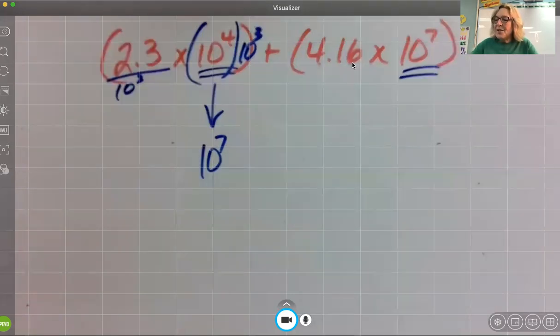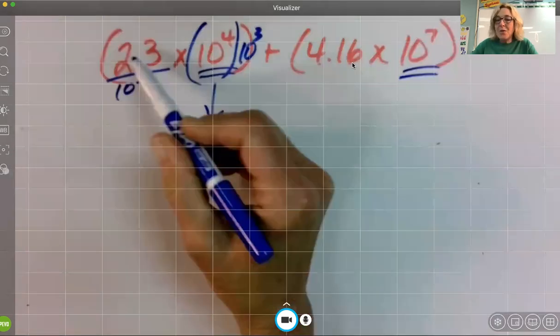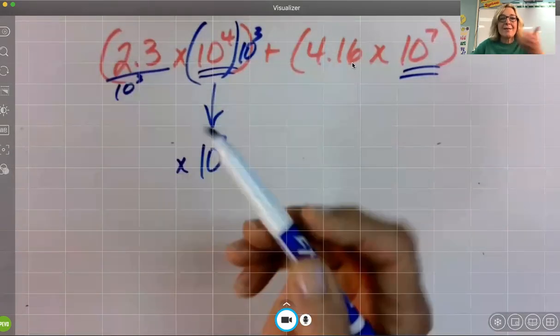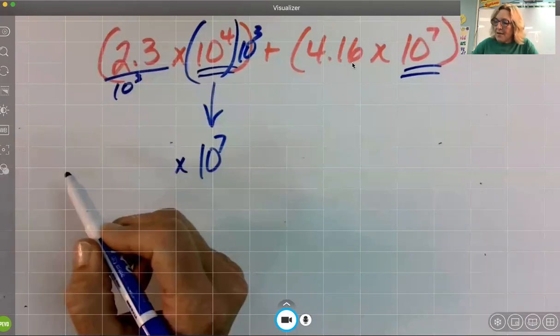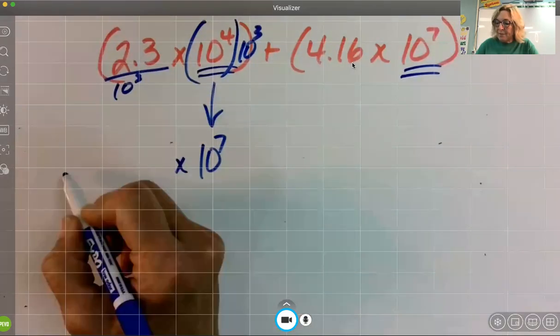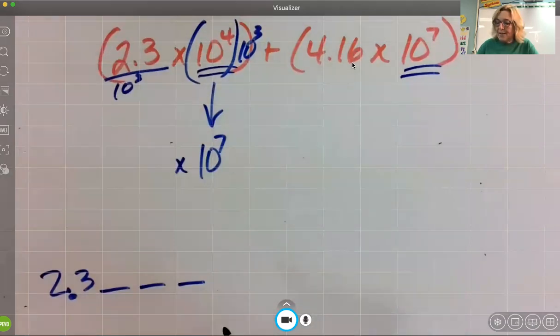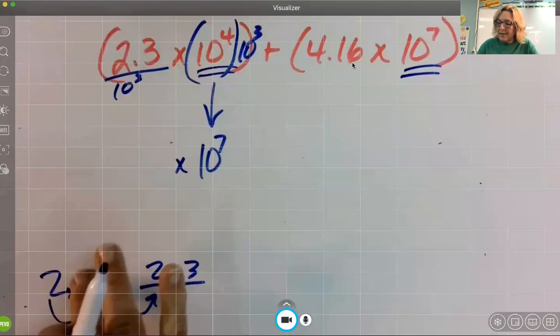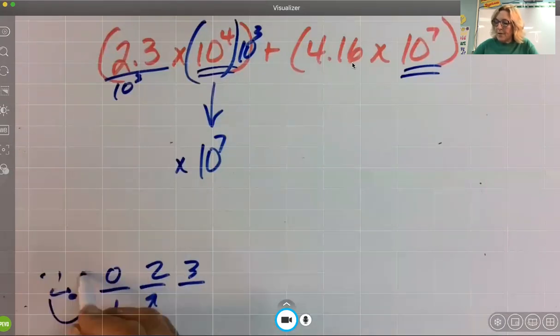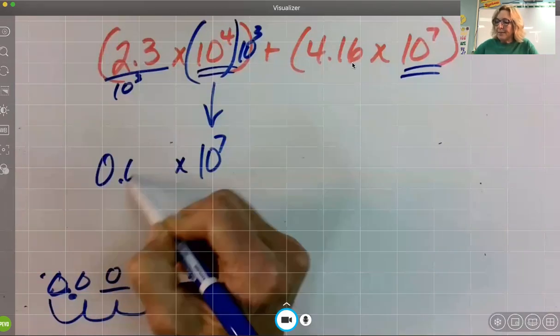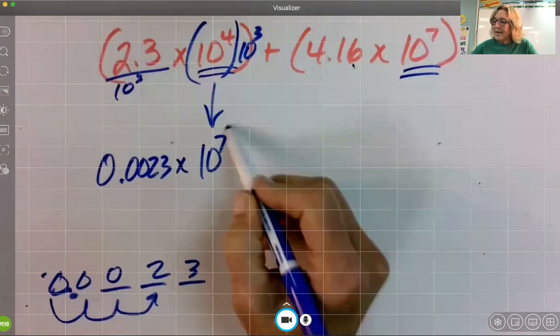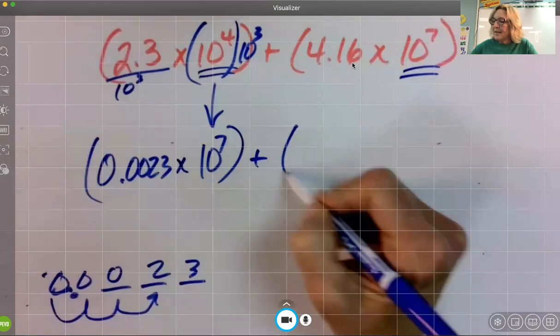So now 2 3/10 divided by 10 to the third power means we're shifting all those digits 3 places, right? So the 2, I'm going to write it out on a place value chart here. 2 3/10, and we need to shift 3 places. So the 2 is going to go 1, 2, 3. The 2 is going to go here, and the 3 is going to be behind it, and then I'm going to turn everything else into zeros. So this is 0.0023 times 10 to the 7th. And we're going to add to that 4.16 times 10 to the 7th power.